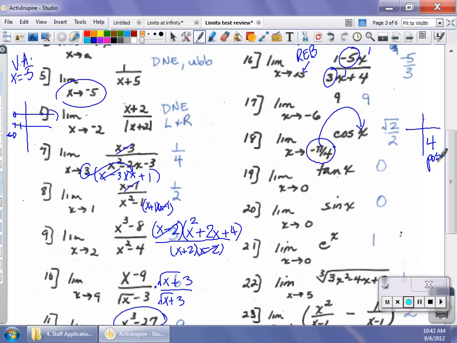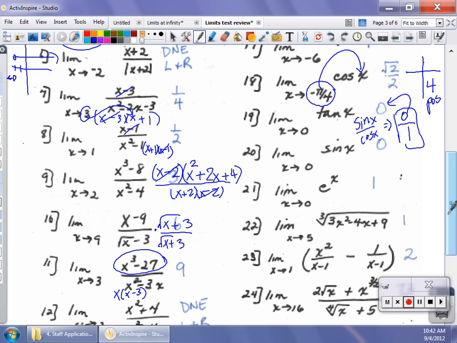The limit as x approaches 0, tangent is the same thing as sine of x over cosine of x. The cosine, if we substitute 0, the cosine of 0 is 1, and the sine of 0 is 0. 0 divided by 1 is 0. Number 20, limit as x approaches 0 of sine x. We're just going to substitute 0, direct substitution.